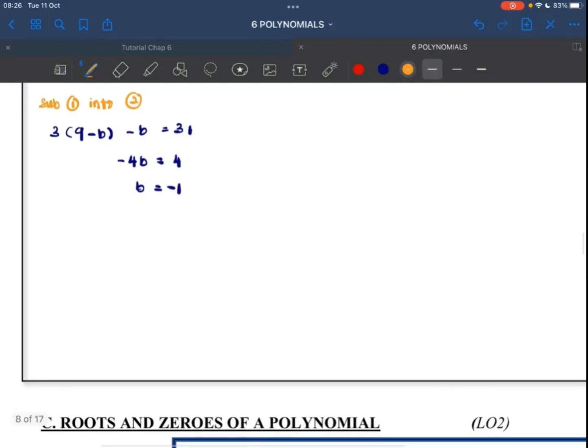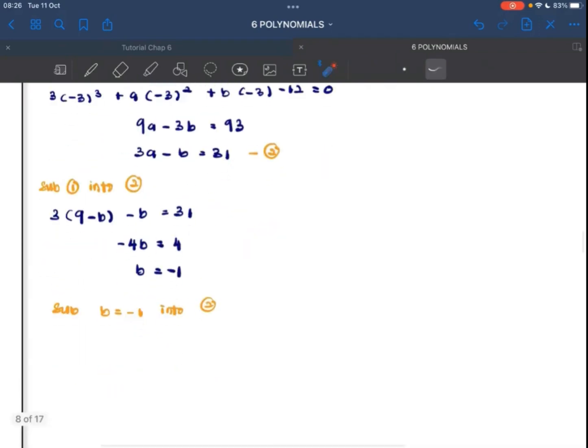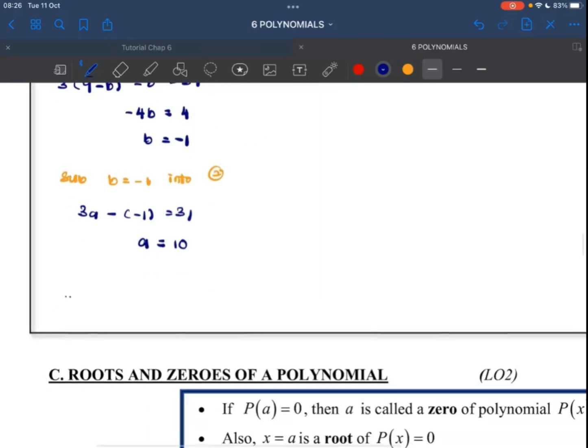Dan cari nilai A. So equation 2, this one. Berapa A kamu? 10. 10. Okay. Alright, so kita ada A equals to 10, B equals to negative 1. Okay, settle part A.